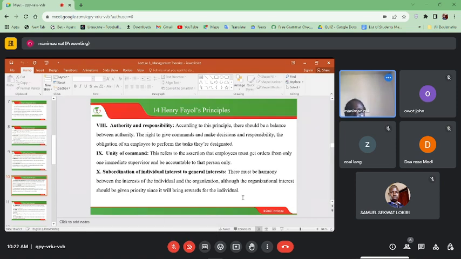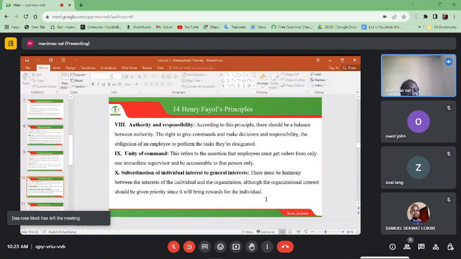Further still, we also have what we call unity of command. This refers to the assertion that employees must get orders from only one immediate supervisor and should also be accountable to only that one person. So there has to be a unity whereby command has to be seen coming from one immediate supervisor who is supervising the employees.